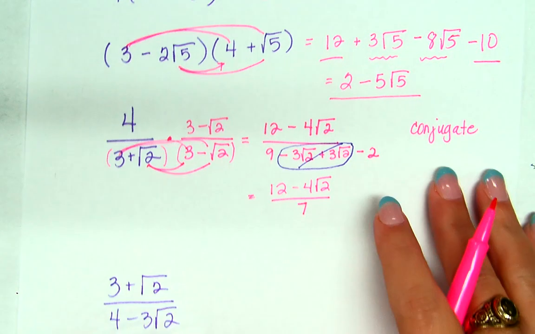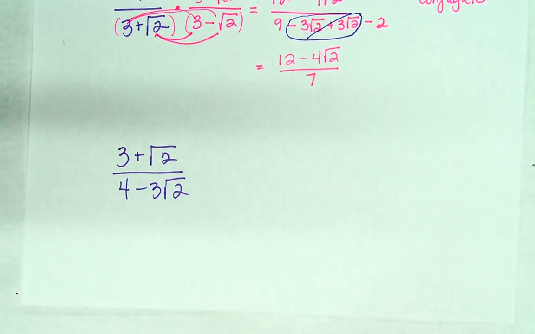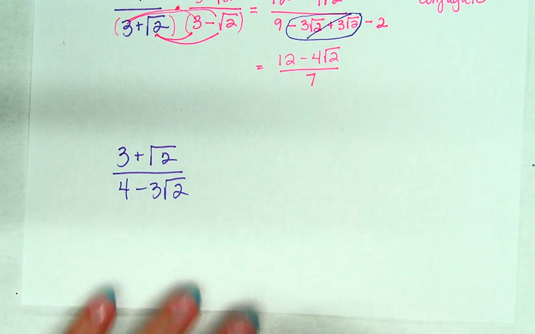Yes. Okay. So 3 plus the root of 2 divided by 4 minus 3 times the root of 2. So what do we have to decide on first? What is the conjugate, right? What is the conjugate for this problem?